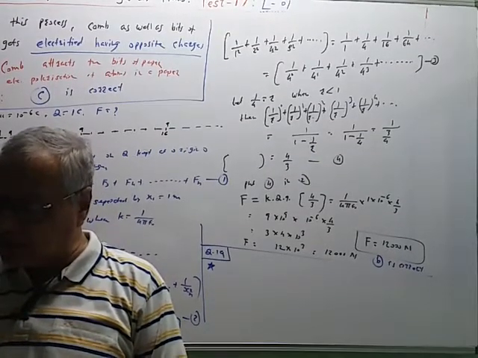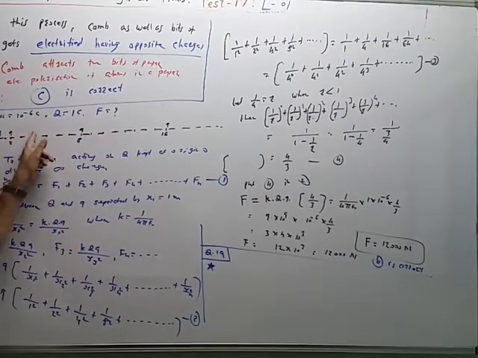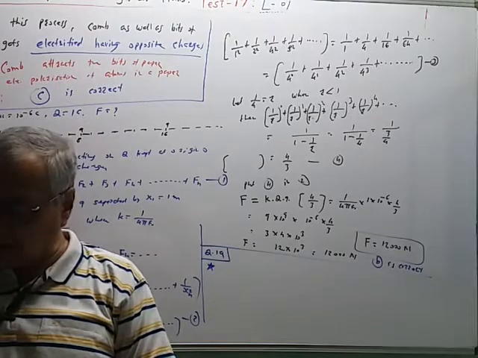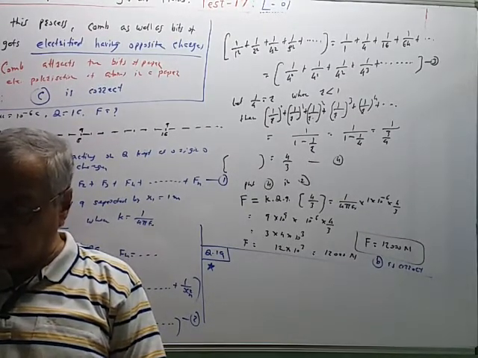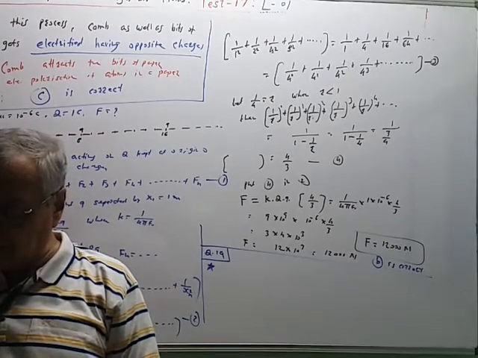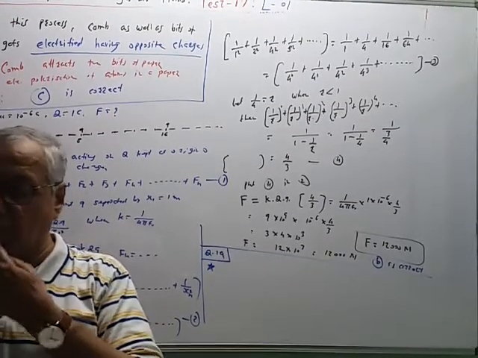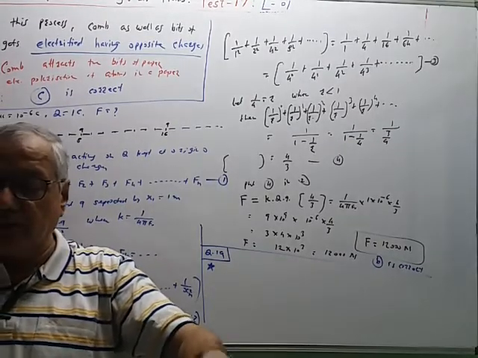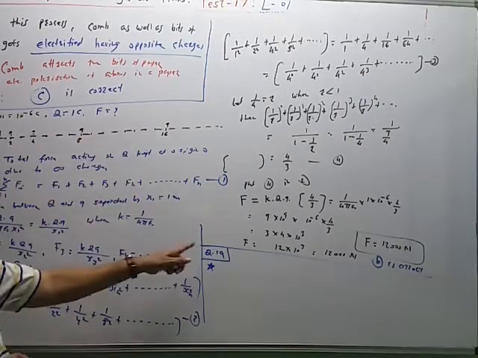Infinite charges of magnitude q each are lying at x equal to 1, 2, 4, up to infinity meters on the x-axis. The value of the intensity of electric field at point x equal to 0, that is the origin, due to these charges will be. So what we need to find is the intensity at point O.